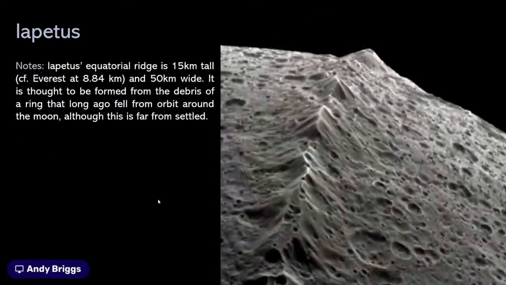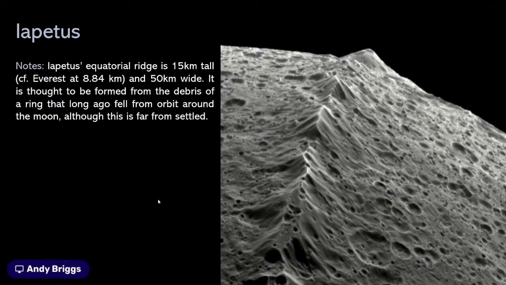So that's Iapetus, but the ridge around the equator on Iapetus is amazing. It's 15 kilometers tall, and if you compare that with Everest's 9 kilometers, it's getting on for twice the height of Everest, that ridge you see before you. It's thought to be formed from the debris of a ring that Iapetus once had that collapsed onto the planet, forming this ridge around the equator. Although I don't think that's settled yet, I think that's the leading theory, that it's the remains of a ring that collapsed onto the equator of Iapetus.